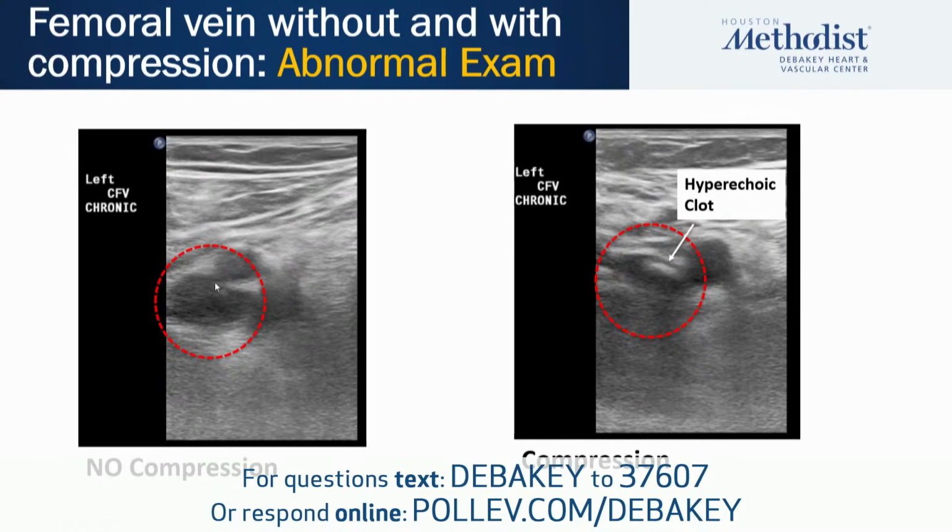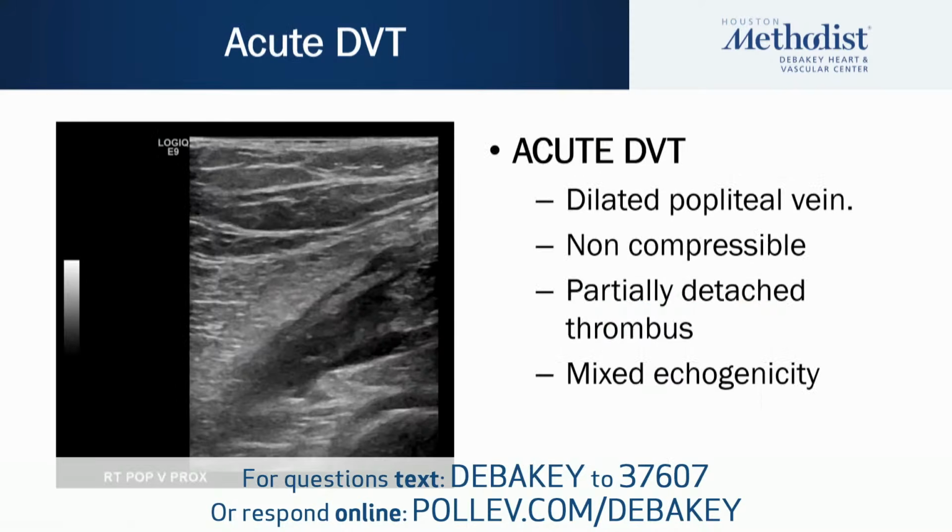Here's another example. Here's the vein where it's open without compression. With compression, we see this sort of shelving edge. And this is a hyperechoic old chronic thrombus on the anterior wall of that femoral vein.